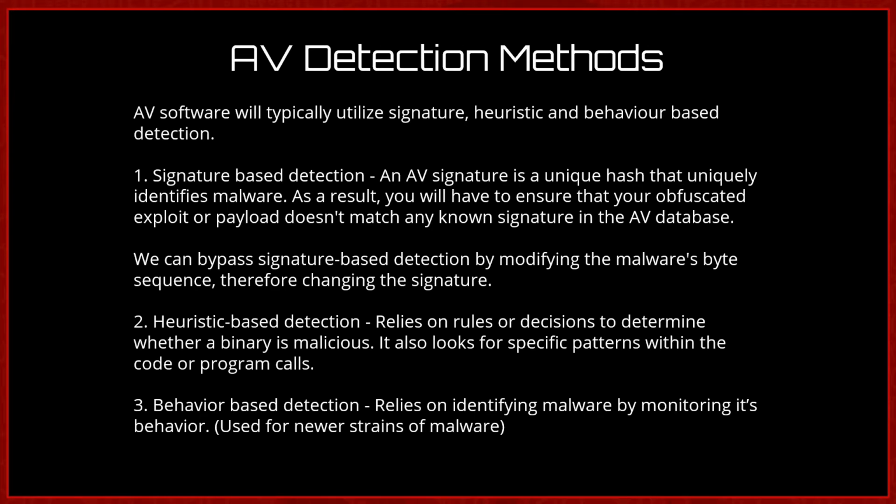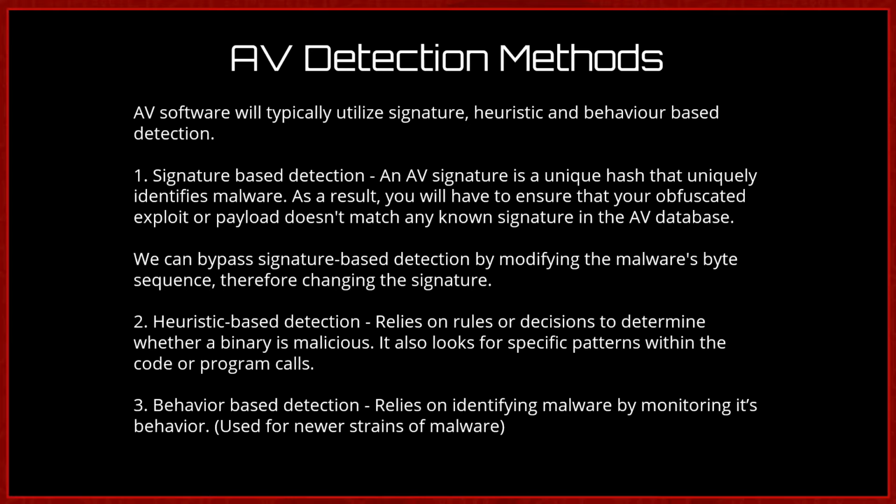That being said, let's take a look at some of the antivirus detection methods, or the methods utilized by antivirus software. So by default, antivirus software will typically utilize signature, heuristic, and behavior-based detection. When we're talking about signature-based detection, an antivirus signature is essentially a unique hash that identifies a piece of malware. As a result, you'll have to ensure that your obfuscated exploit or payload doesn't match any known signatures in the antivirus database.